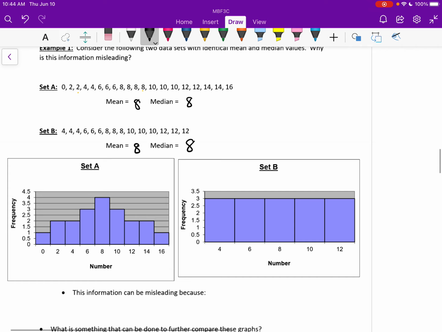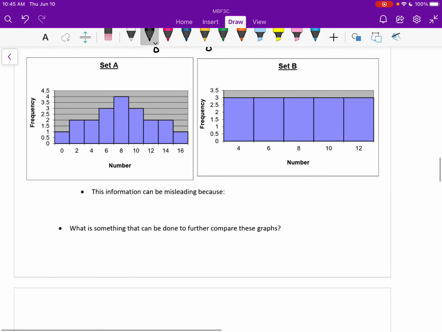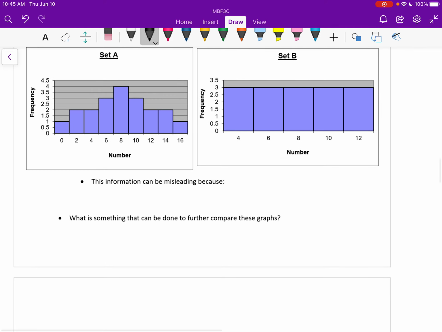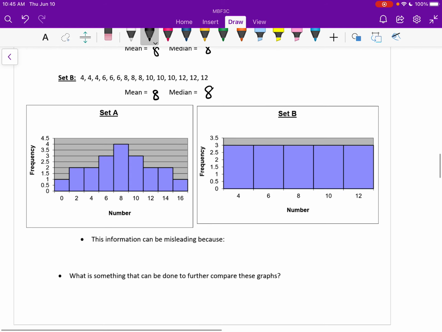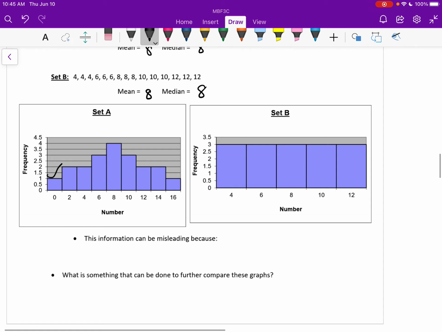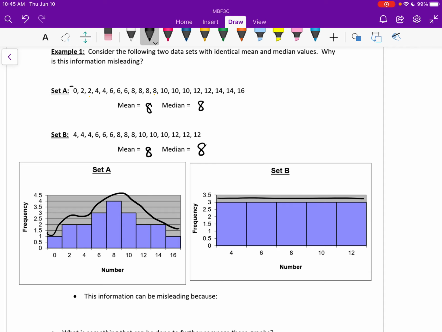Notice how these two sets of data are actually pretty different, but they had the same median and the same mean. This information can be misleading. The reason is that if you look at the graph, this is a normal distribution, right? We peak kind of at 8. Whereas this one is more even. Even if you look at the numbers, you go up, you have more 8s, then you go down again, right?